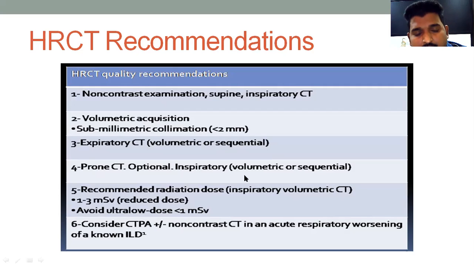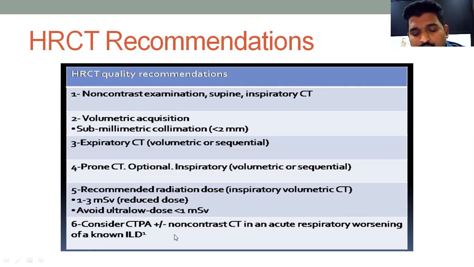Inspiratory CT can be taken as either volumetric or sequential. The recommended radiation dose is 1 to 3 mSv. It's a reduced dose only. Please avoid all the ultra low dose CT scans because they will miss out the patterns and you may miss the diagnosis of ILD, particularly if you are seeing the patient in the early phase.